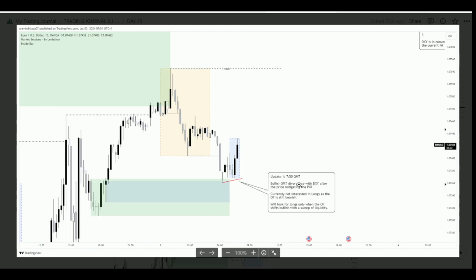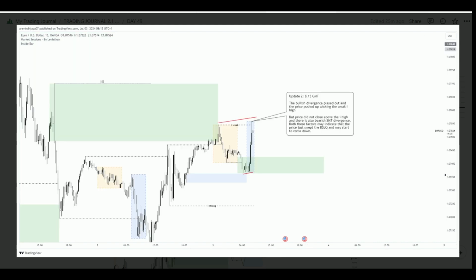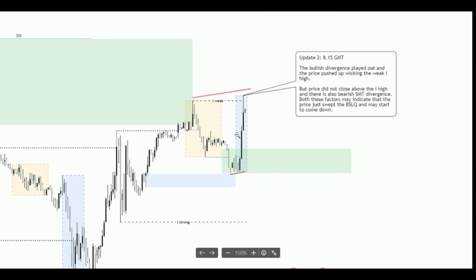So this is update one at 7:50 GMT. There was a bullish divergence formed at this POI, but I was not quite interested because the order flow is still bearish. Price didn't take any significant structure out to take longs, so I didn't take any trades here. Currently not interested in longs as order flow is still bearish. We look for longs only when the order flow is bullish with a sweep of liquidity. So that was my game plan and I stick to it. I didn't get any FOMO right here.